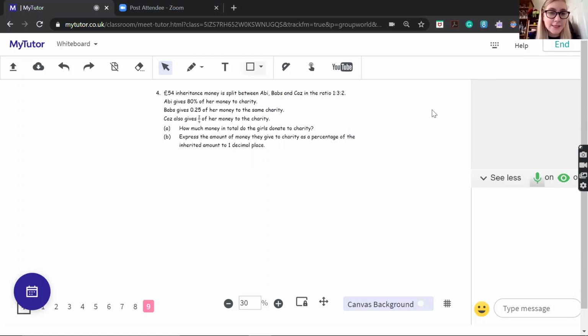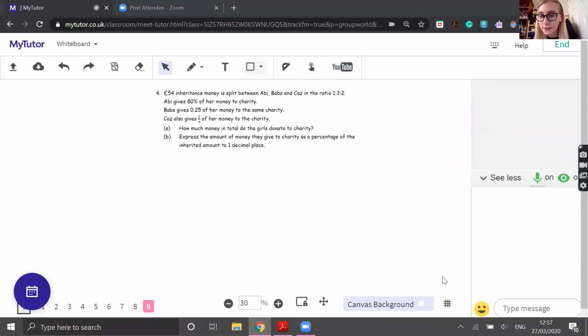Abby gives 80% of her money to charity. Babs gives 0.25 of her money to the same charity. And Kaz also gives 2/9 of her money to the charity. So we want to know how much money in total the girls donate to charity. So hopefully the question makes sense.